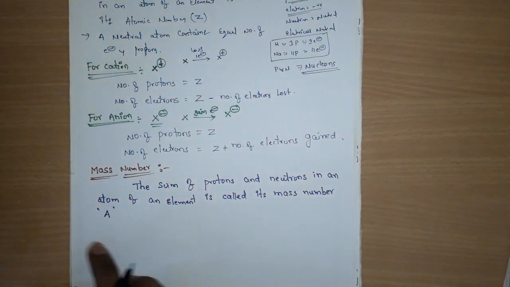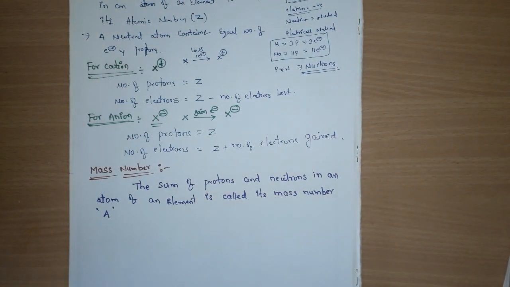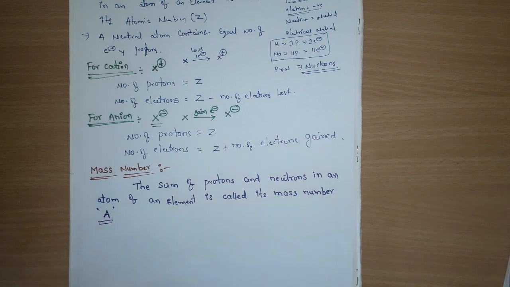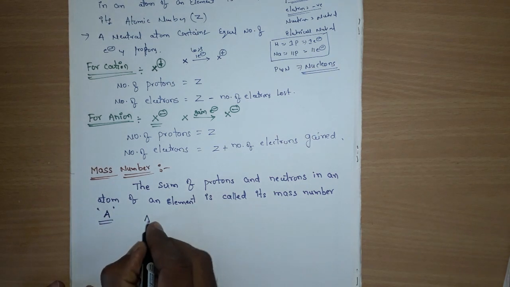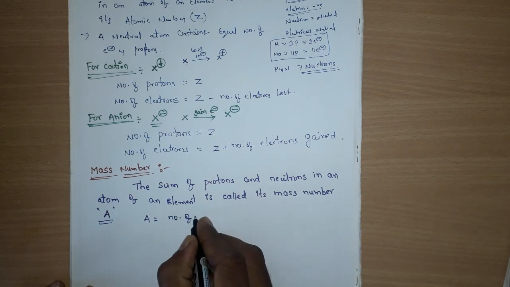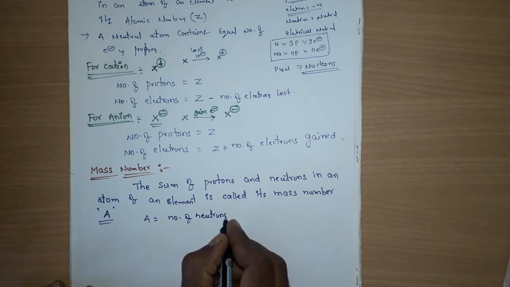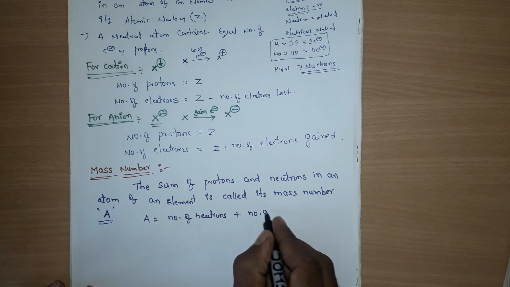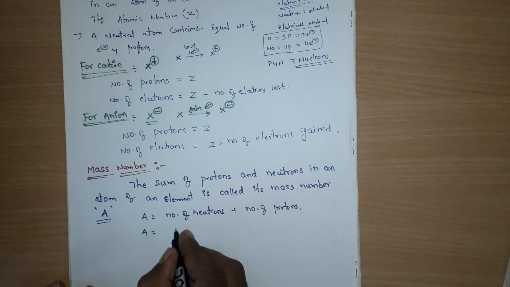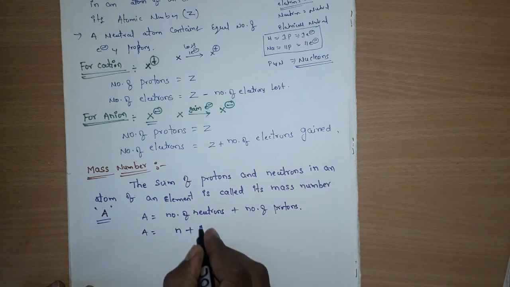Next, come to the mass number. The sum of the protons and neutrons in an atom of an element is called its mass number. Mass number is denoted by capital A. So A is equal to the number of neutrons plus the number of protons. A is simply N plus P.